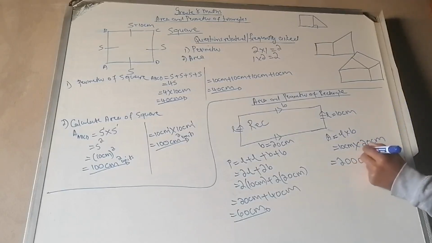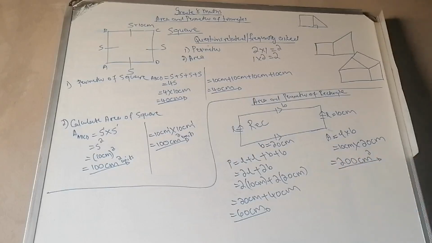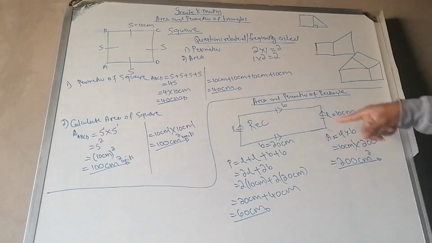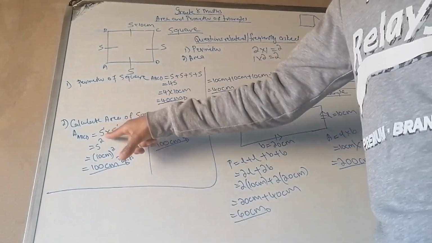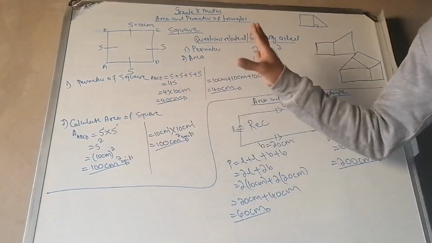Centimeter squared. Very important, very important. When you multiply numbers of the same base, you write the centimeter with a power of 2, like 1 plus 1 gives 2. That is the area of a rectangle and a square: side multiplied by side.